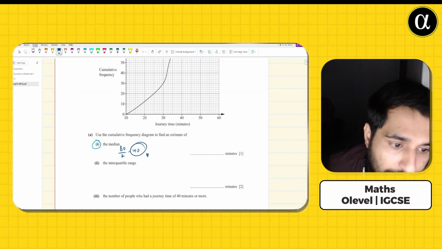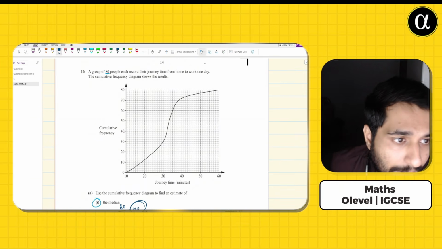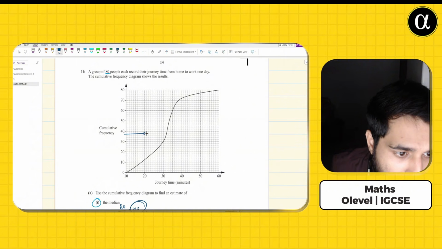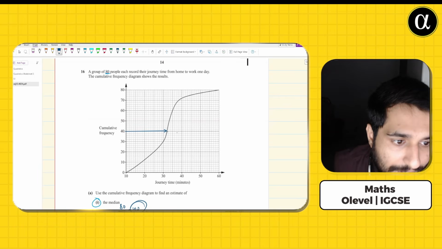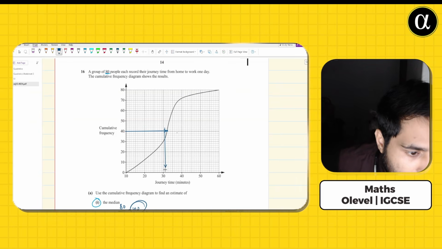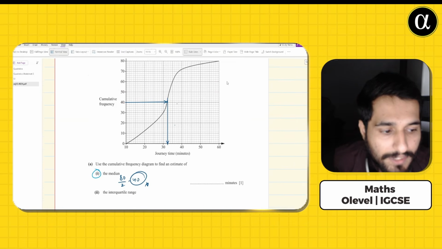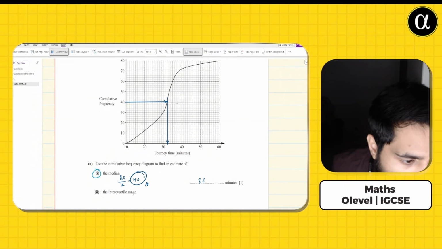But keep in mind, this 40 isn't my answer. I'm supposed to read the value of 40 and then I need to answer it from its x-axis. So it's going to be something like this. Wherever it intersects, you're going to read its x value, reading downwards, so this is the answer that you're going to get. It's going to be somewhere around 32. So you're going to say the median value for this case is 32.